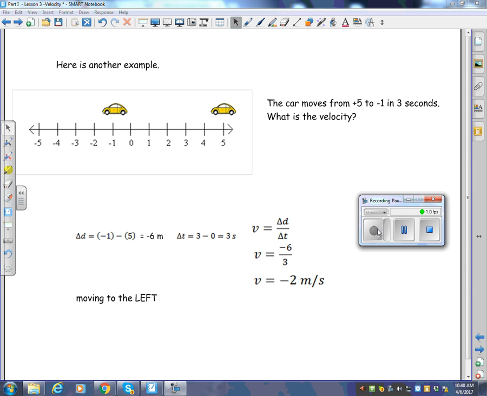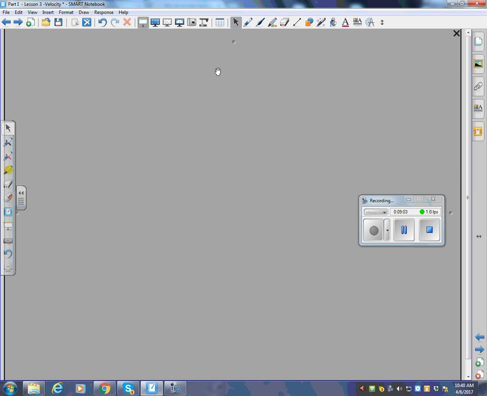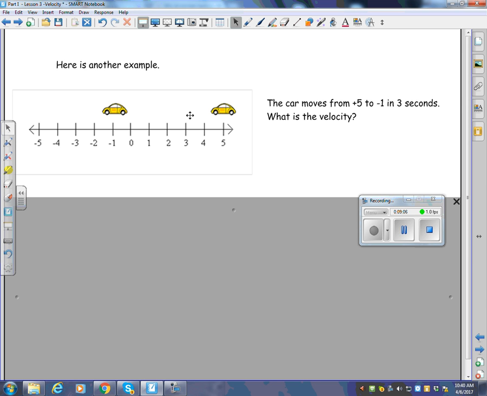Let's do another velocity example because they're so much fun. You do need to know how to do this. That's right. Okay, so here's another example. This time the car is moving to the left. So the velocity is going to be negative, and it's moving from 5 to negative 1 in 3 seconds. In 3 seconds. Okay. So, what's the displacement?